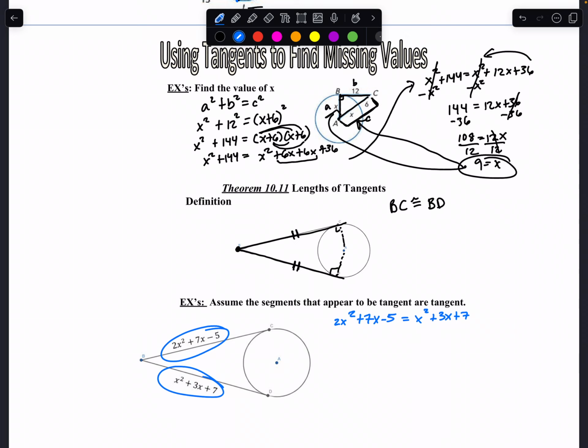I want to combine like terms, and I move everything to one side. So I subtract the x squared over here, so I can combine the x squares. 2x squared minus 1x squared is just x squared. I want to move the 3x over, so since it's positive, I do minus 3x. I have x squared plus 4x, and 7 minus 3 is 4, minus 5 equals 7. When I move the 7 over, I subtract 7, and I have x squared plus 4x minus 12 equals 0.